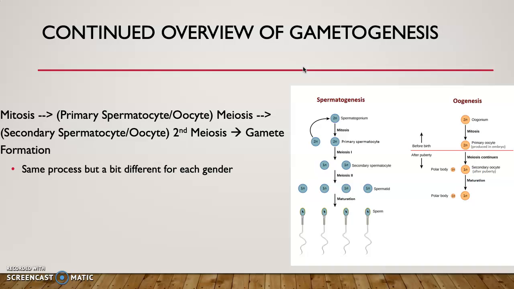And then they go through the first meiotic division to form two secondary spermatocytes or oocytes, each with now 46 chromosomes. And then these secondary spermatocytes or oocytes go through another meiotic division, resulting in two haploid gametes, each gamete having 23 chromosomes. And for each secondary gamete, you now have either a sperm or an egg.